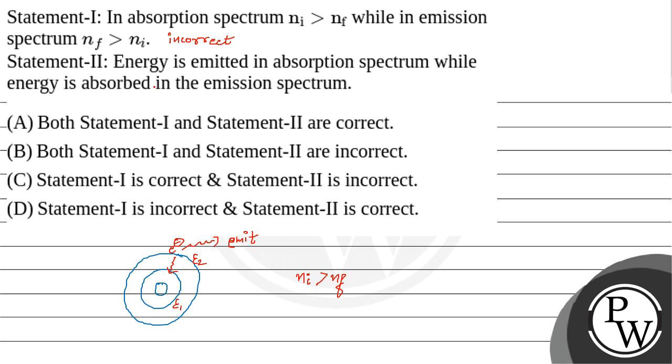Now, if we talk about statement 2, that is energy is emitted in absorption spectrum, we have already discussed that energy is absorbed in absorption spectrum while energy is emitted in emission spectrum. So this statement is also incorrect. So the correct option in this case would be option B, that is both statement 1 and statement 2 are incorrect statements. I hope you understood the solution.